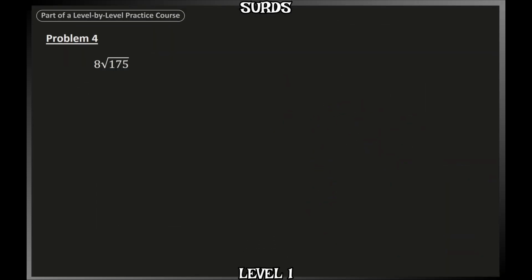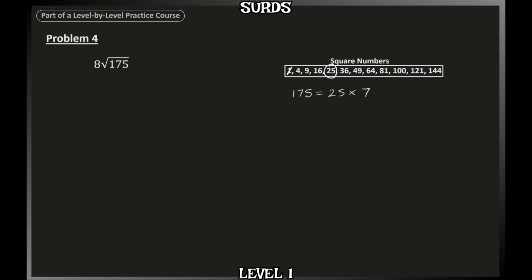In problem 4, we're simplifying 8 times the square root of 175. Focusing on the square root of 175, we want to find two numbers that multiply to make 175, where one is a square number. Looking at our list of square numbers greater than 1, we can see that 175 can be divided by 25, and it can't be divided by any other number on the list. So we can write 175 as 25 multiplied by 7. So this means that 8 times the square root of 175 is 8 multiplied by the square root of 25 times the square root of 7.